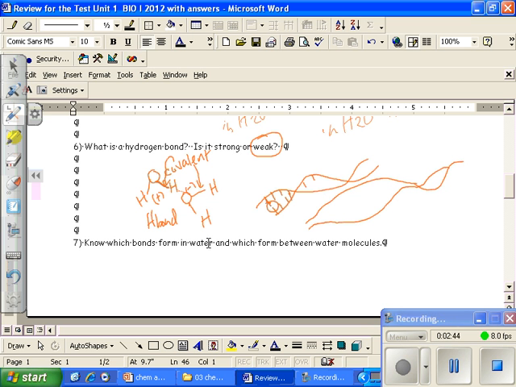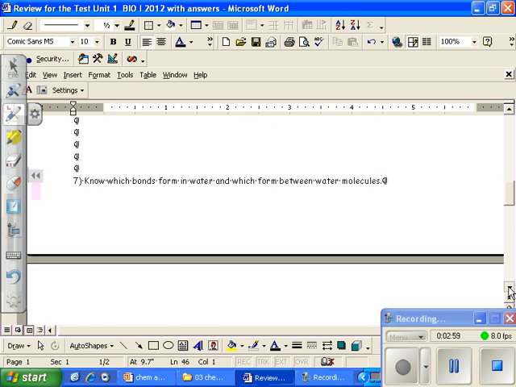Know which bonds form in water and which form between water and molecules. I have that written the wrong way, but what I'm getting at is this thing is a covalent bond and that thing is a hydrogen bond. I'll have to fix that before I give that to you guys.